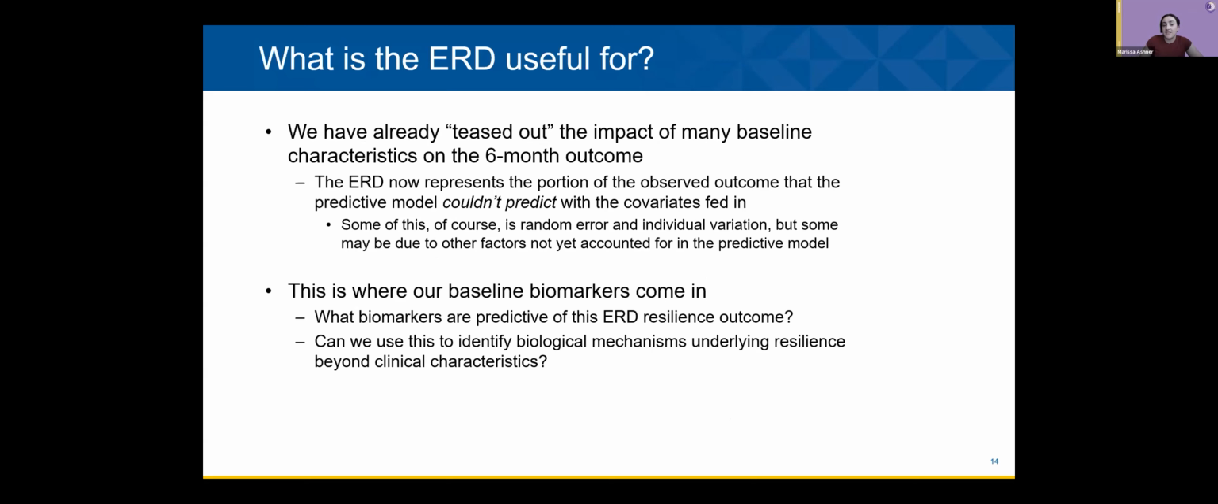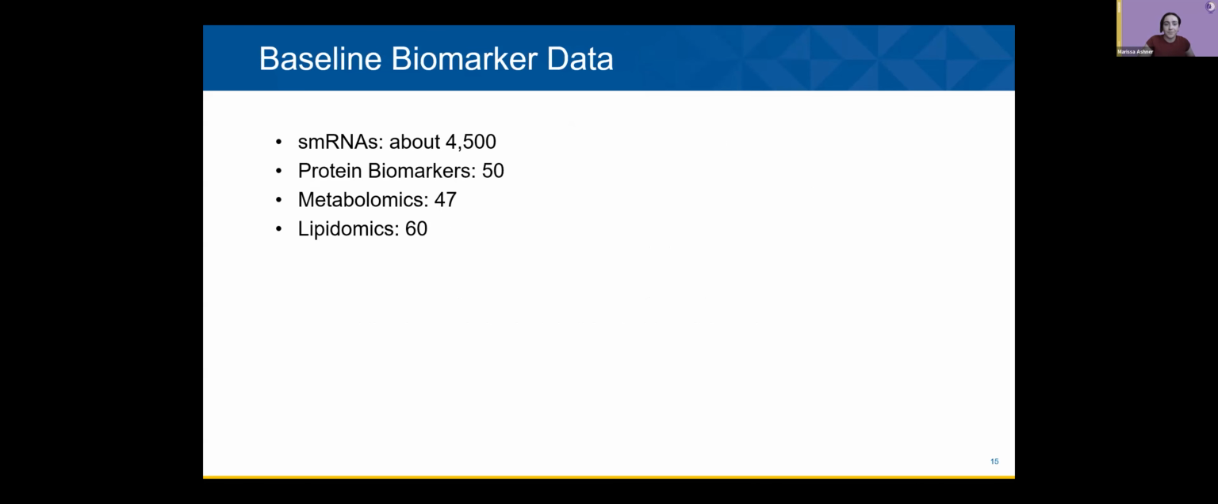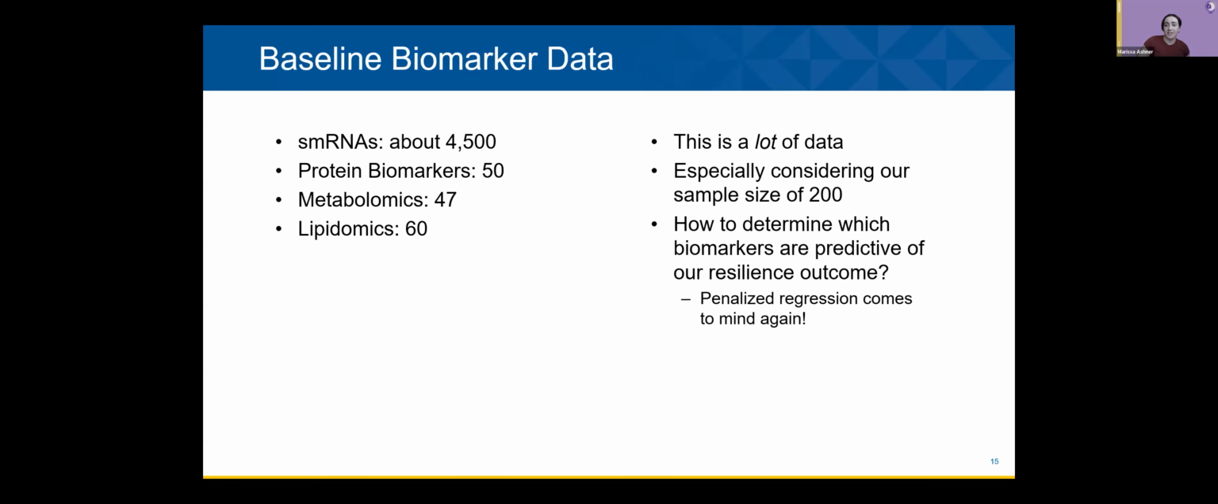And so this is where our baseline biomarkers come in. We want to answer the question, what biomarkers are predictive of this ERD resilience outcome? And can we use this idea to identify biological mechanisms underlying resilience beyond the clinical characteristics that we've already teased out the effect of, using the residual or the ERD? And so we have a lot of baseline biomarker data. We have small RNAs, protein biomarkers, metabolomics, and lipidomics.